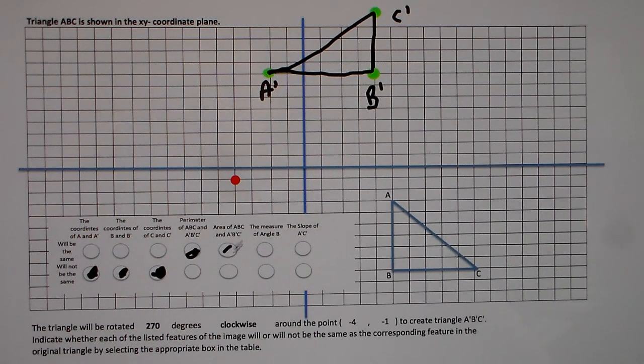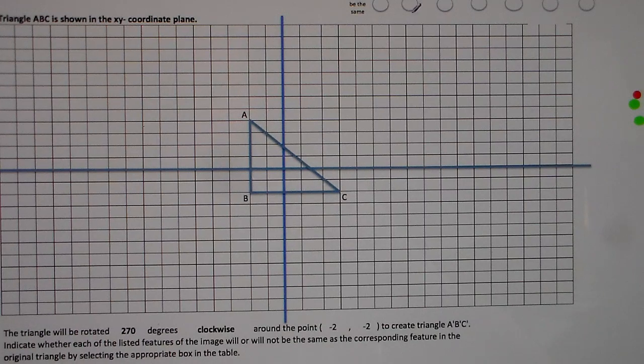Perimeter is the same and area is the same. The measure of angle B is the same. And the slope of AC, well, that's A prime, B prime, A prime, C prime is going in a positive slope. A and C is in a negative slope, so clearly they're different slopes. Same mark, they will not be the same. Alright, last one.